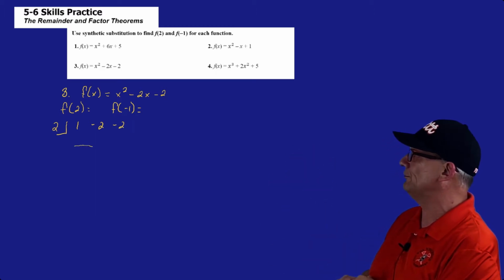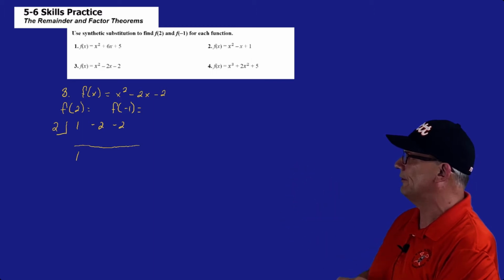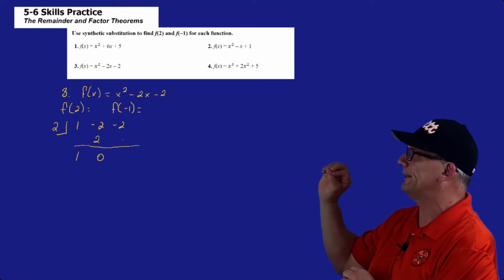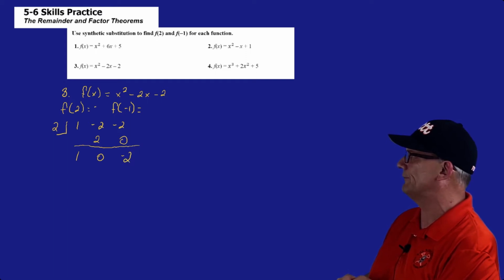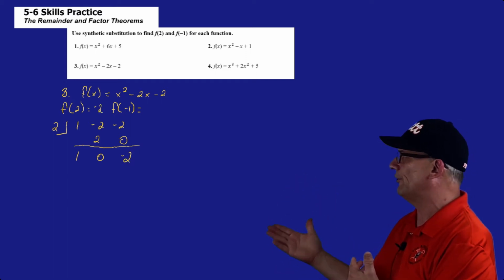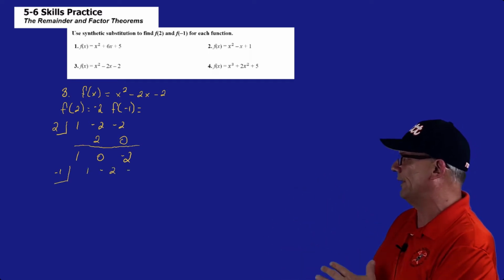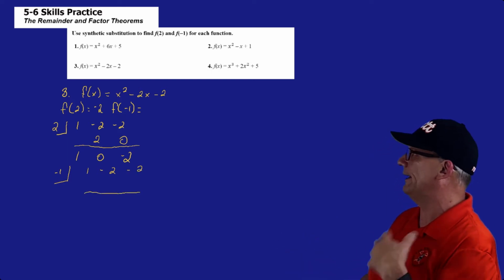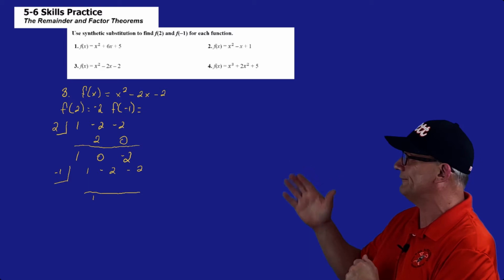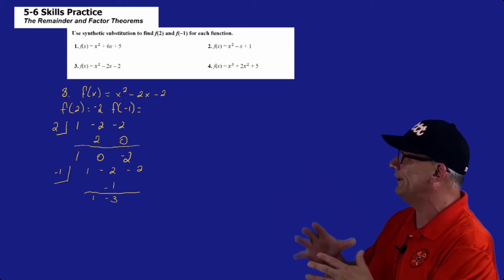So when we use 2, you got 2 times 1 is 2, add it together, you get 0, 2 times 0 is 0. So when we plug in 2, we get -2. So f of 2 equals -2. Now, same coefficients, now we're going to do it with -1. Bring 1 down. -1 times 1 is what? -1. Add them together. What are you going to get? -3. Okay? -1 times -3 is +3. Add them together, you get 1. So when we put in -1, we get 1.